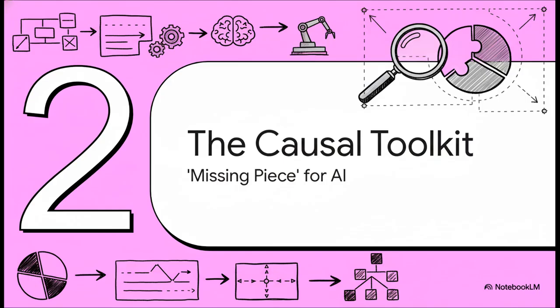So how in the world do we fix this? Well, this is where a really powerful set of ideas comes to the rescue, all from the field of causal inference. Think of it like the missing piece of the puzzle. This is the toolkit that lets an AI finally stop just seeing patterns and start understanding the why behind them.